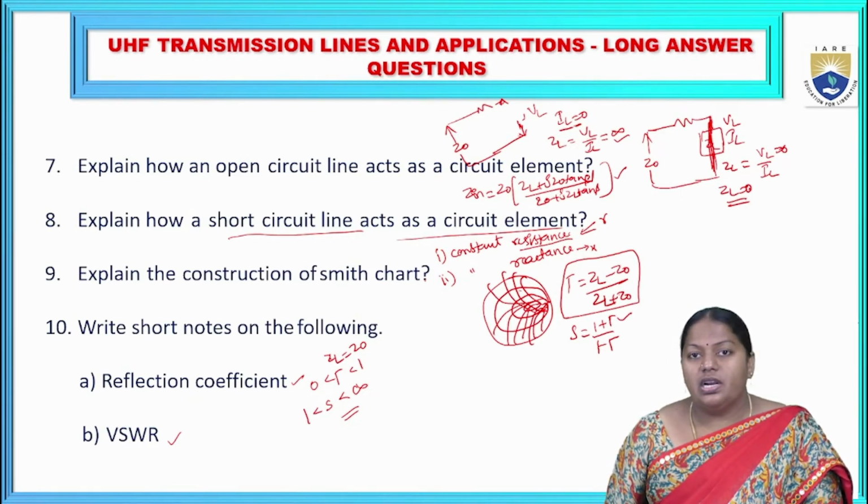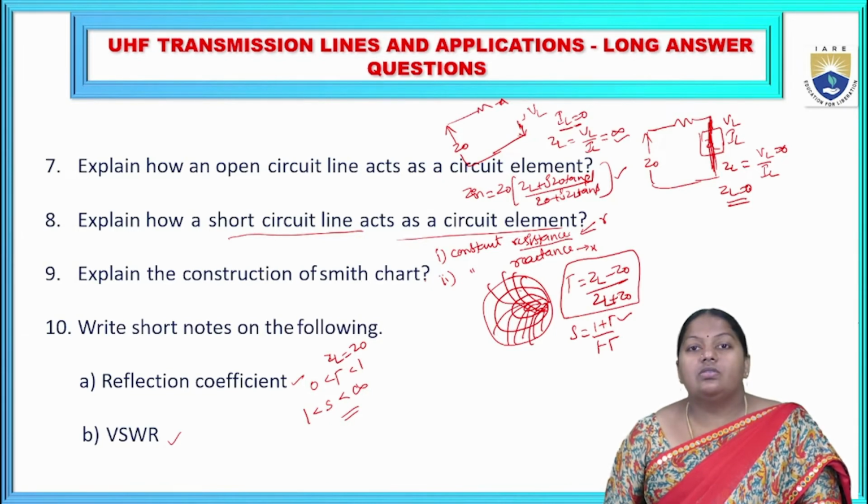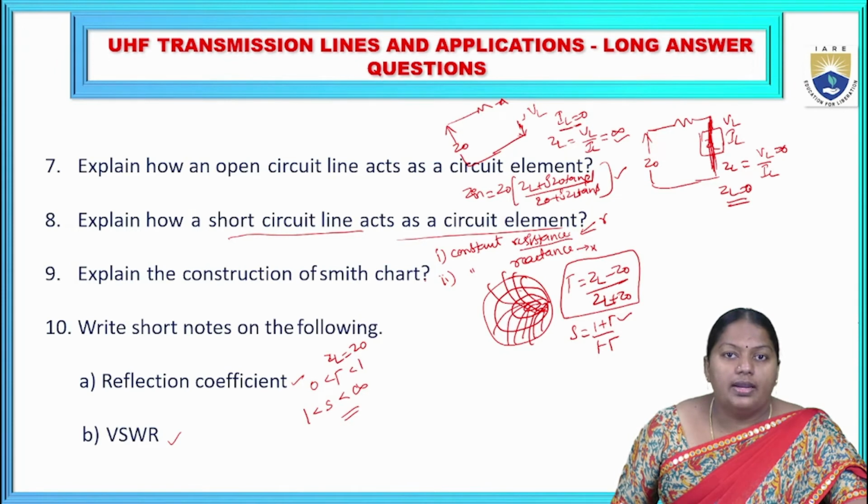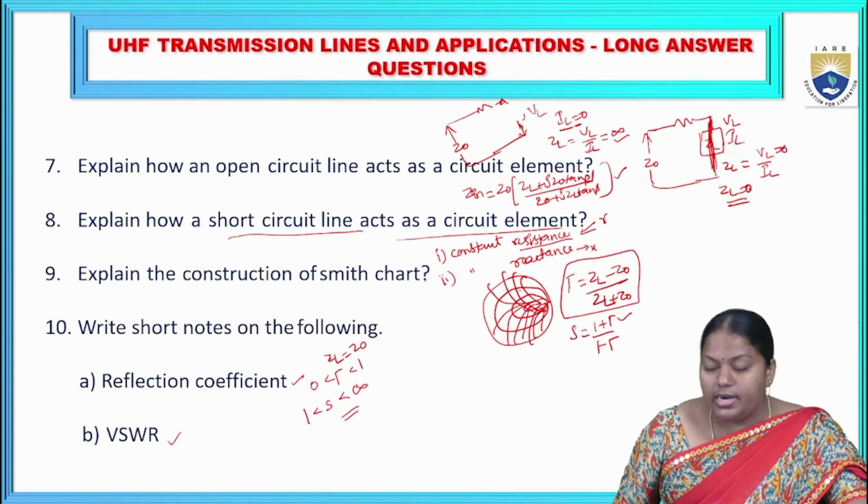There are two types of standing wave ratios. One is related to voltages, which we represent as VSWR, and if you are talking about currents, it is written as CSWR, the current standing wave ratio, and the voltage standing wave ratio.